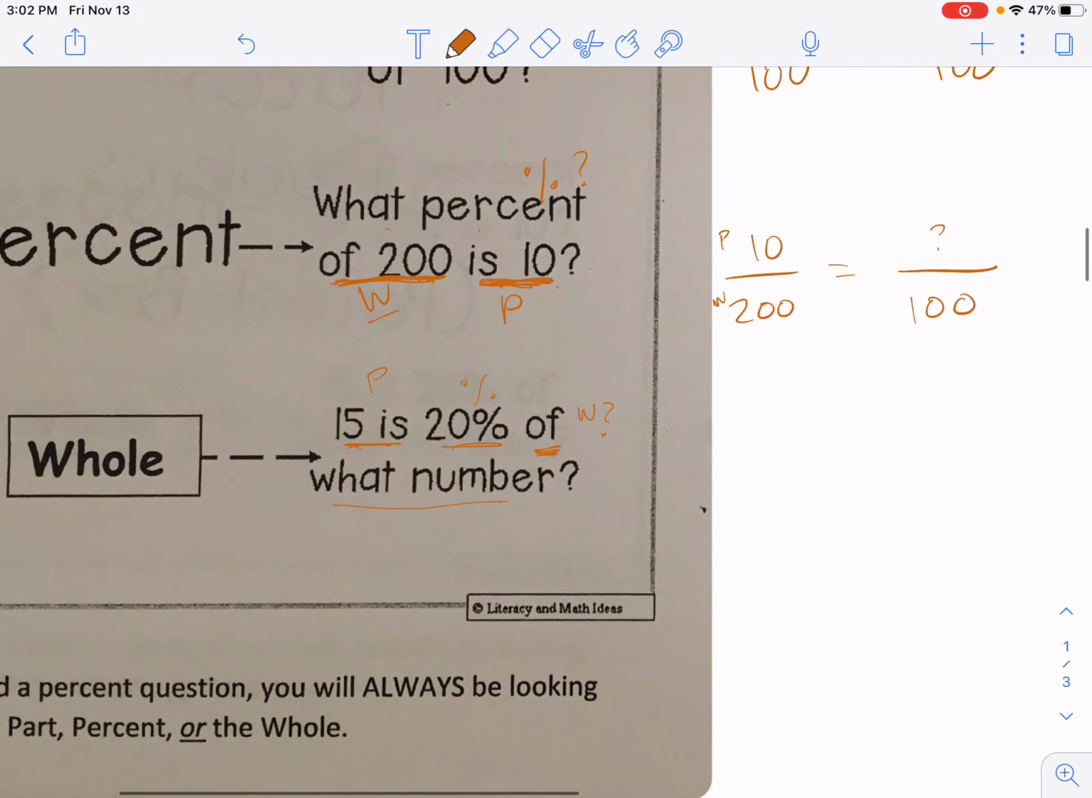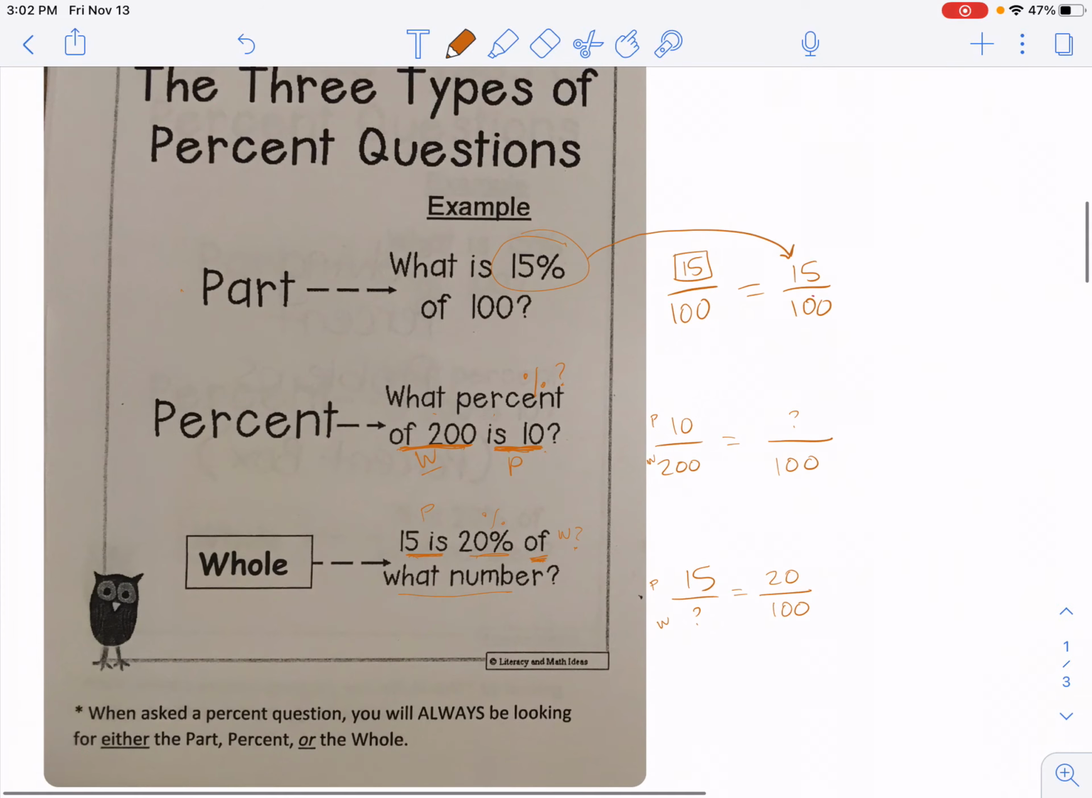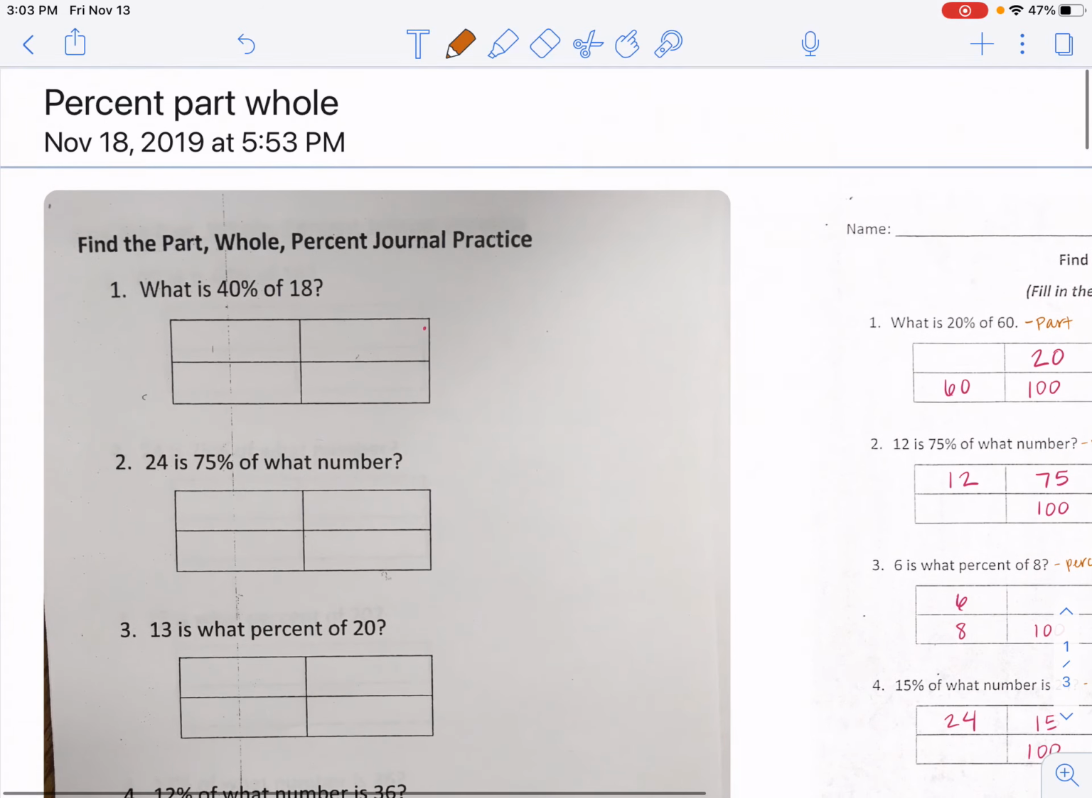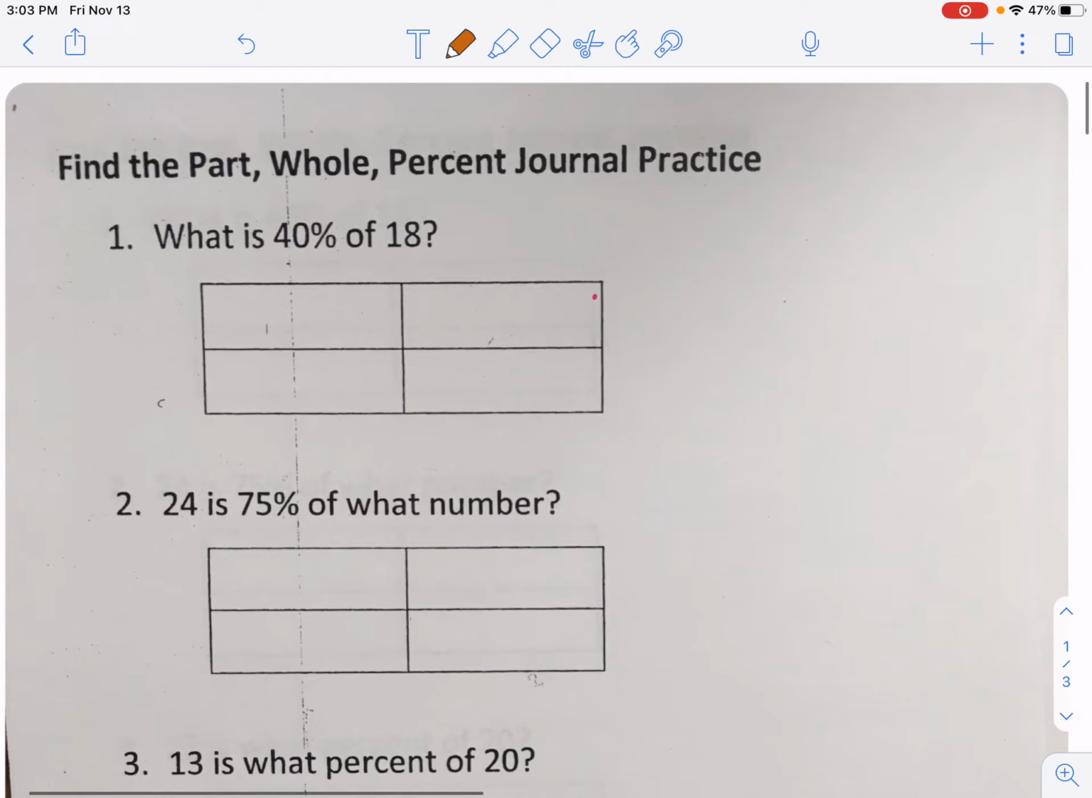Down here, 15 is 20% of what number? So 20%, we know that it's 20 out of 100. And we know that 15 is our part. In a fraction, a part goes on top, a whole goes on bottom. 15 is our part. We don't know what our whole is. Okay? So let's talk about how to actually set these up on your notes. You're going to try it on your own in just a second, so make sure you pay attention.